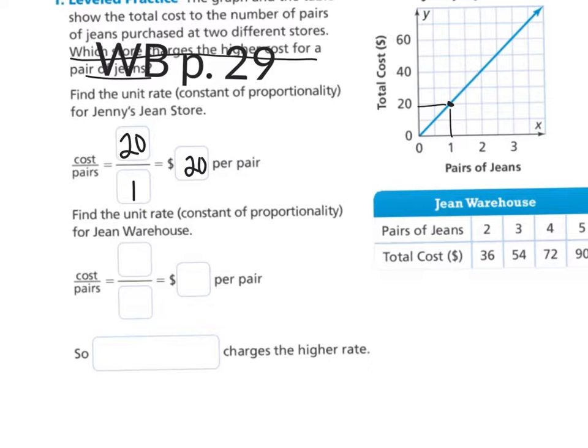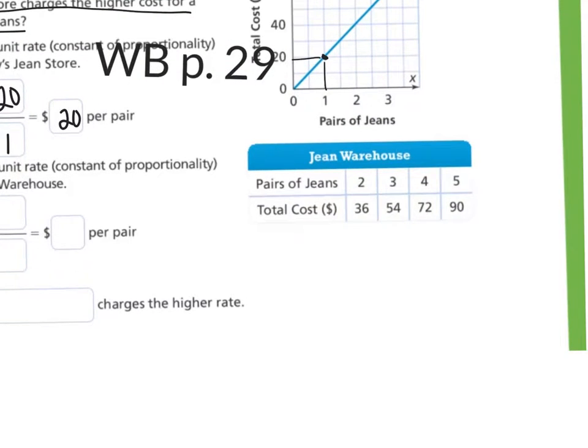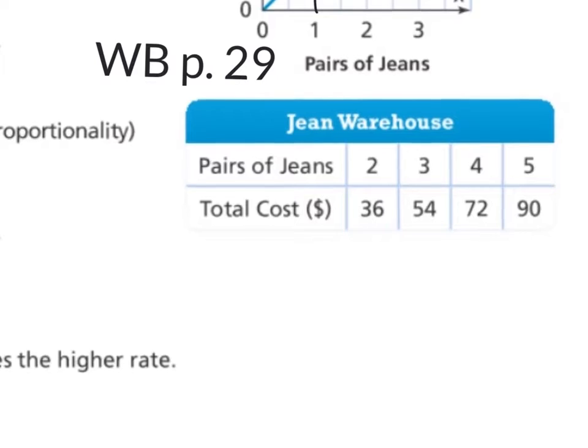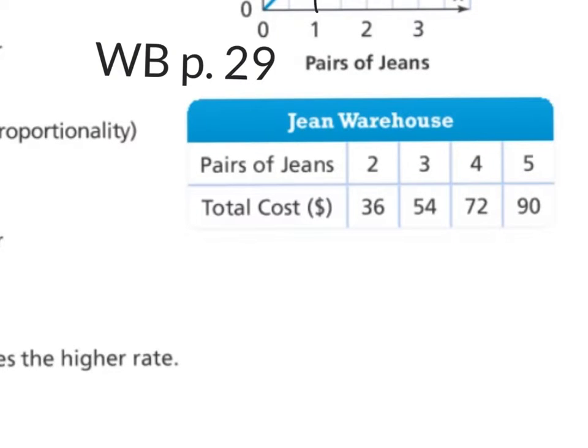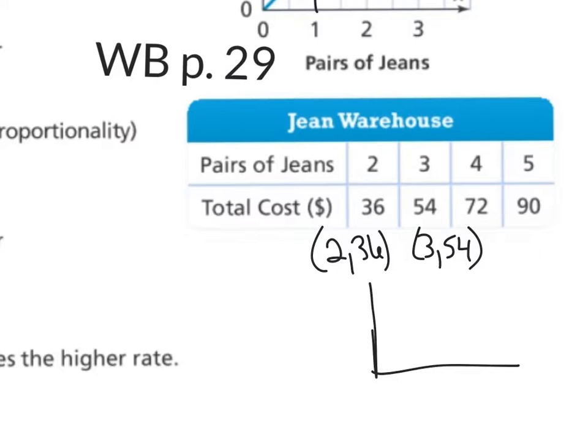Now the unit rate for Jean Warehouse. Again, this one we could just divide them out, technically. Otherwise, we could think of these as points. And any 2 points should do. Any 2 points, we should get the same answer. Again, if you want to sketch it out, you can. You don't have to.